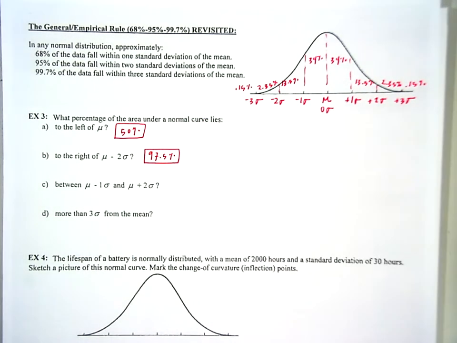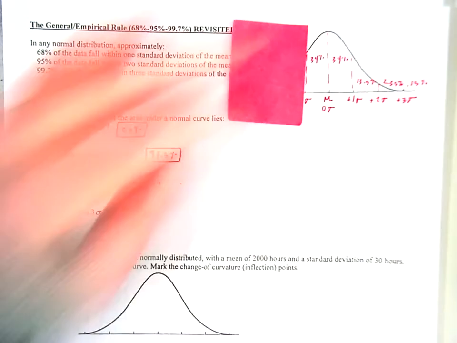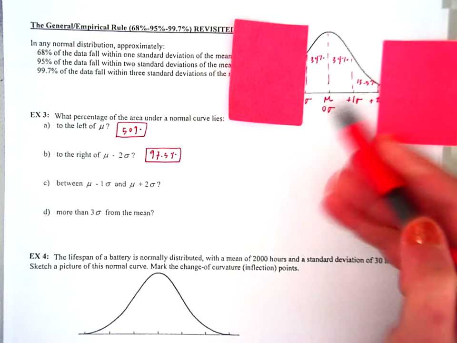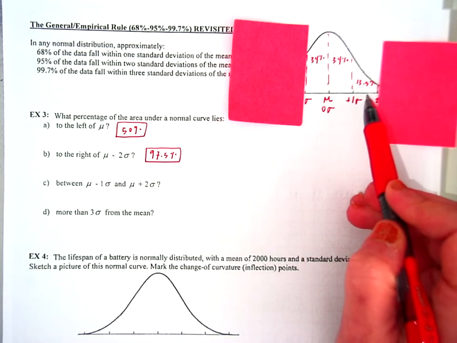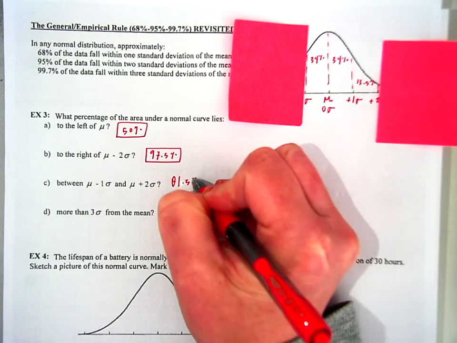All right, now we're saying between the mean minus 1 standard deviation right here and the mean plus 2 standard deviations right here. So if I add up these three regions, right, I got the 34 and the 13.5, I get 81.5%.